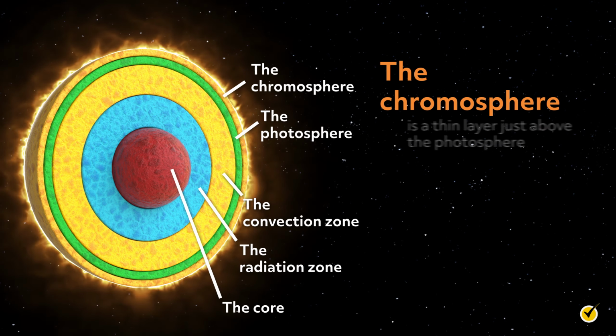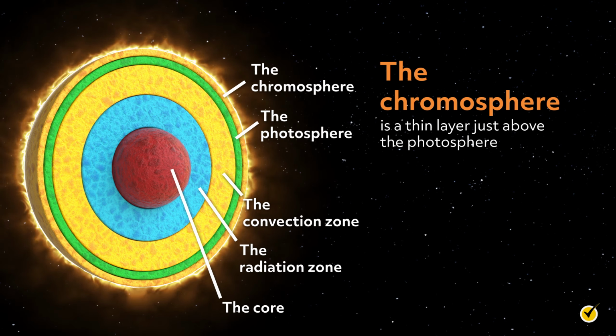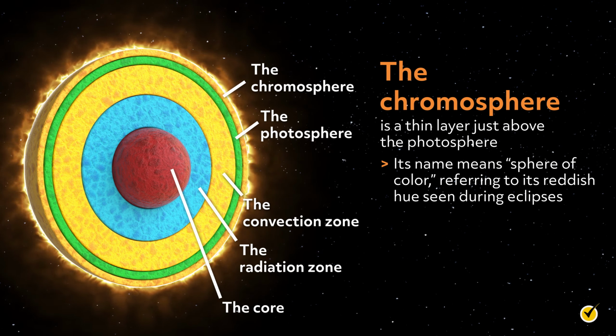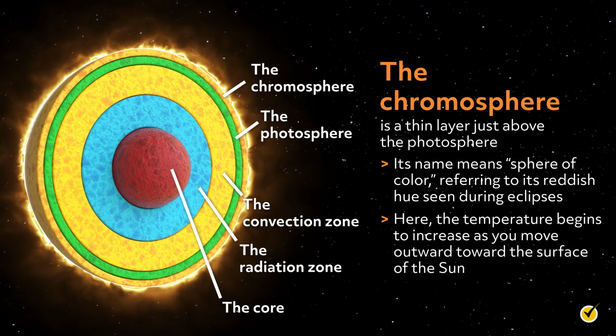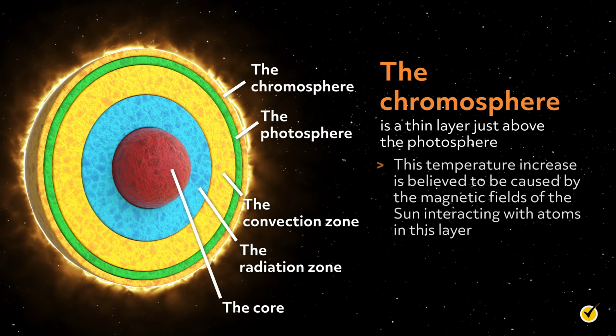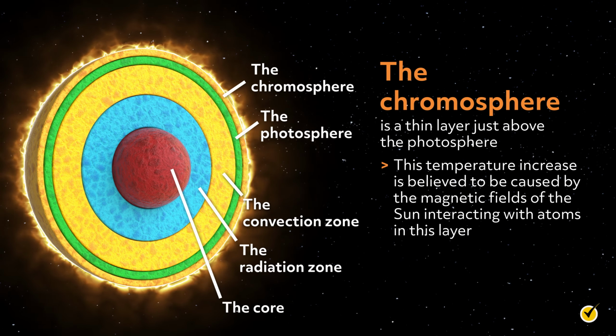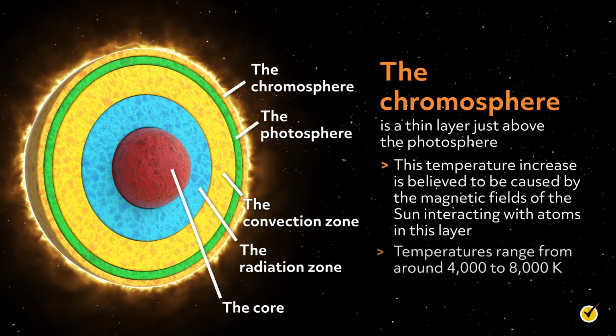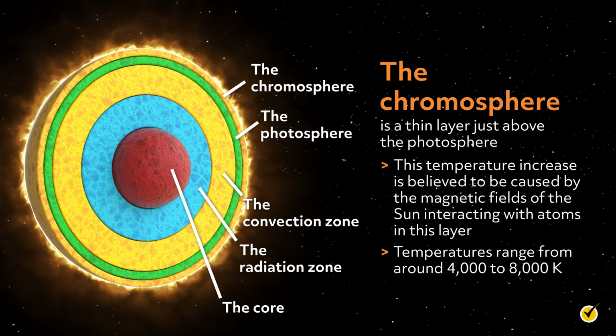The chromosphere is a thin layer just above the photosphere. Its name means sphere of color, referring to its reddish hue as seen during eclipses. Here, the temperature begins to increase as you move outward towards the surface of the Sun. The temperature increase is believed to be caused by the magnetic fields of the Sun interacting with atoms in this layer. Temperatures range from around 4,000 to 8,000 Kelvin.